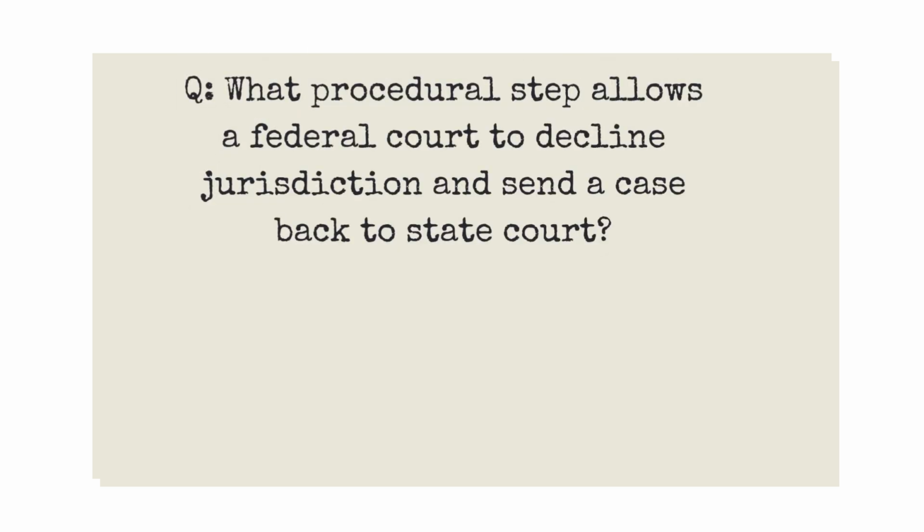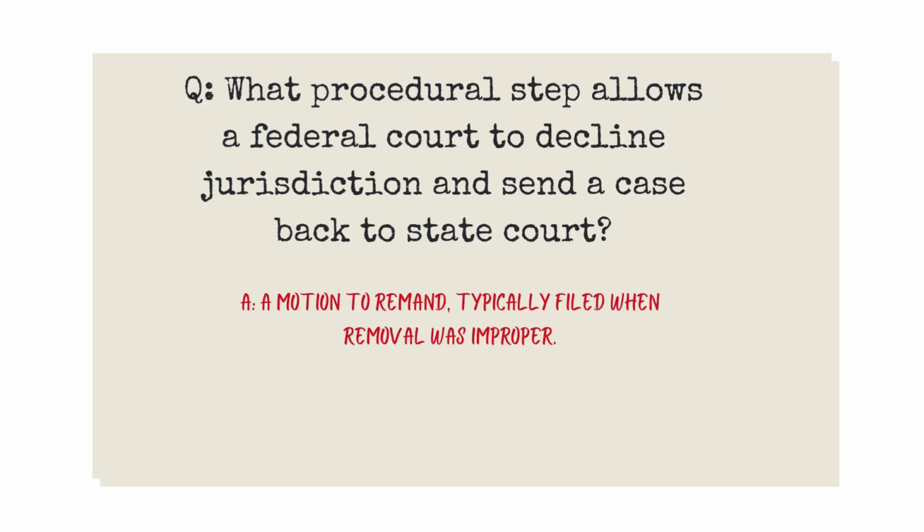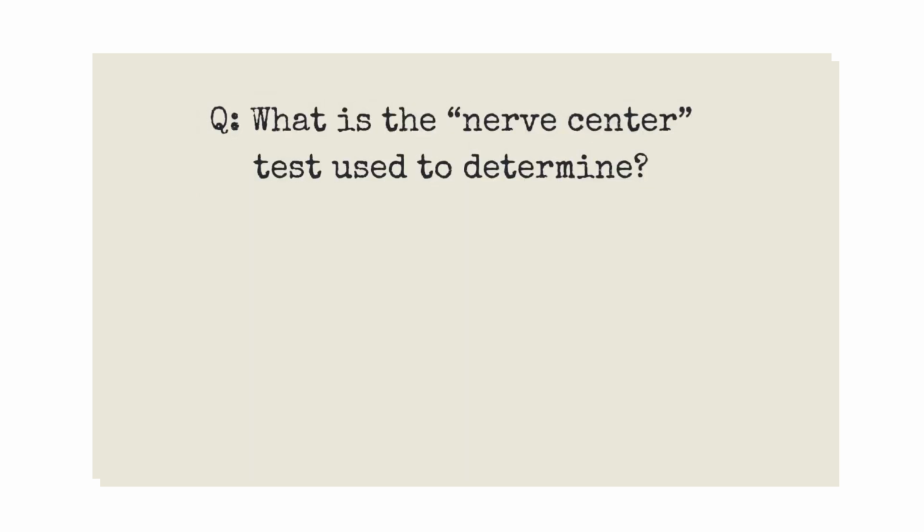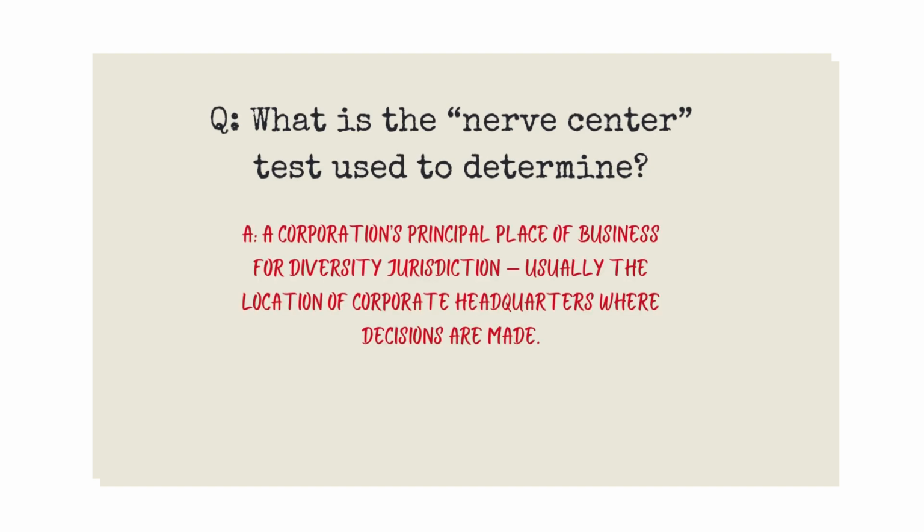What procedural step allows a federal court to decline jurisdiction and send a case back to state court? A motion to remand, typically filed when removal was improper. What is the nerve center test used to determine? A corporation's principal place of business for diversity jurisdiction, usually the location of corporate headquarters where decisions are made.